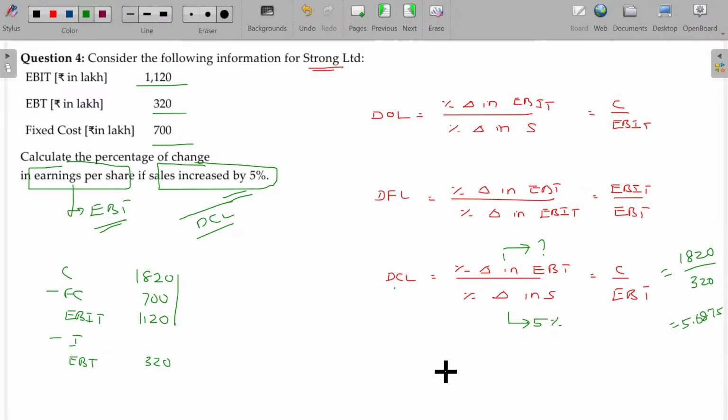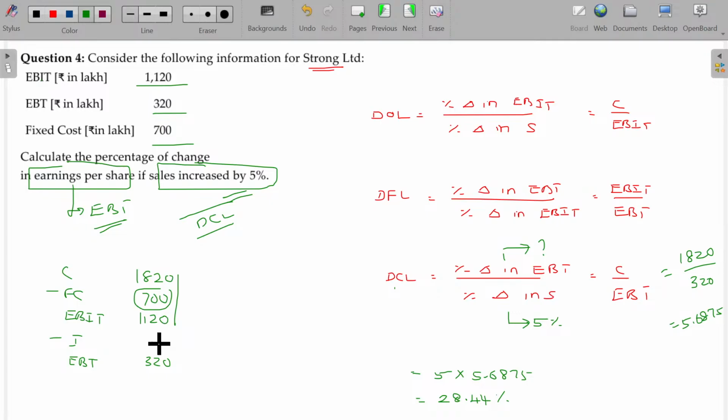Then what about the final value? 5% into 5.6875 will be the final answer. Even a small 5% change leads to a drastic change. 5 into 5, about 30 percent more. Come on, tell me, what's the value? It is 28.44%.